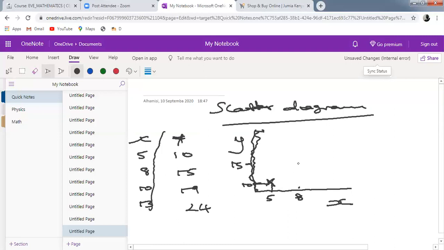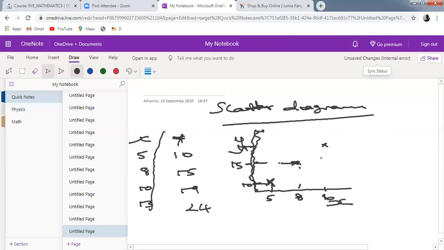You also mark it like that. Where you have 8, you go up, and then you meet with 15 on the y-axis, you mark. When you go to 10, maybe we have 10 somewhere there on the graph. This one goes up to 19. So we have maybe 19 there. You mark it like that.